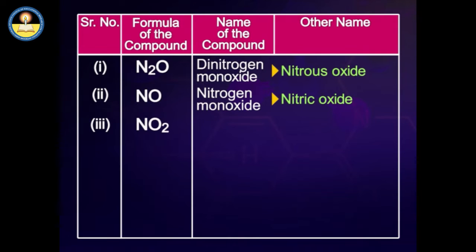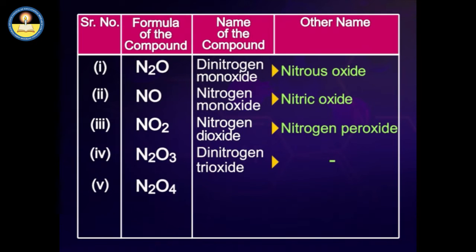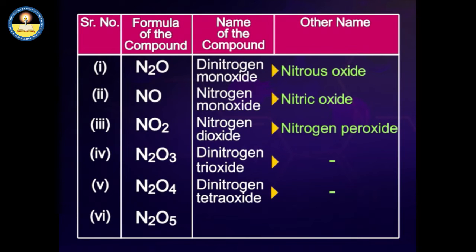The formula is NO2. The name of the compound is nitrogen dioxide. The other name is nitrogen peroxide. N2O3 is called dinitrogen trioxide. N2O4 is called dinitrogen tetroxide. N2O5 is called dinitrogen pentaoxide.